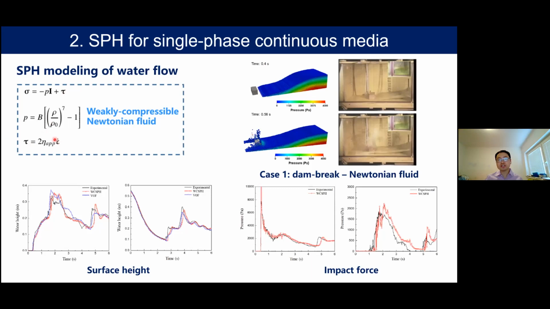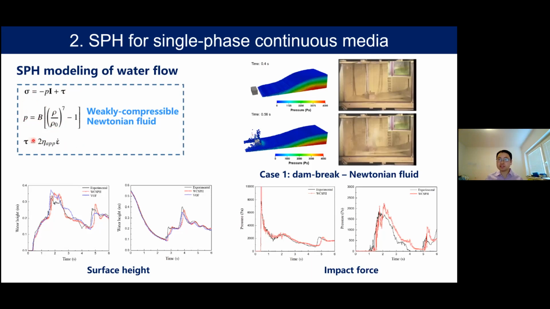And the shear force is based on the Newtonian assumption that it has a constant viscosity times this shear strain rate. Then you get the shear force, shear stress, and then the pressure. It can be computed from an equation of state like this. You have the reference density, and if your density becomes larger, then your pressure becomes larger. This is a very simple equation.